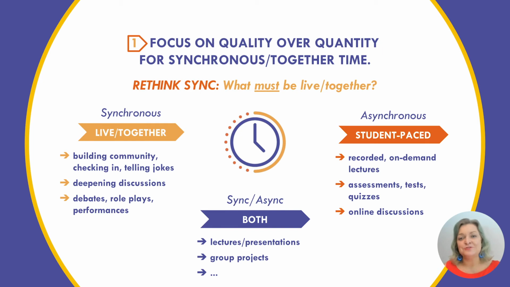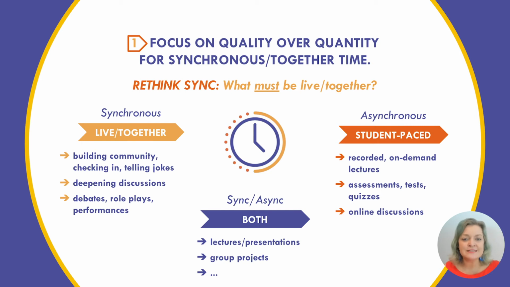Chances are, as you transition from the physical on-ground classroom to the blended online space, you're going to have a lot less synchronous live together time with your students than you're used to. So you won't be able to do everything that you're used to doing in the classroom during that Zoom or Google Meet session. So you really need to rethink the synchronous time and ask yourself, what absolutely must happen when you are live together with your students in those virtual class sessions.